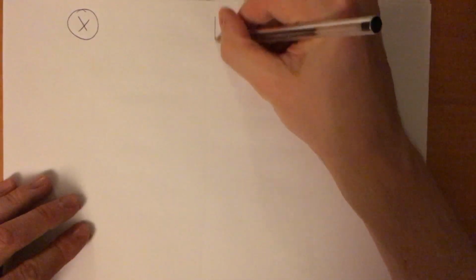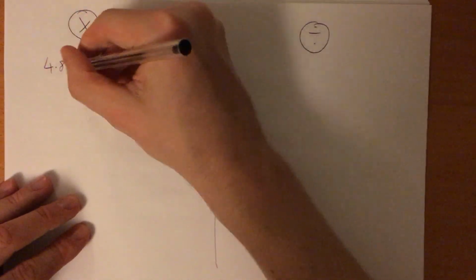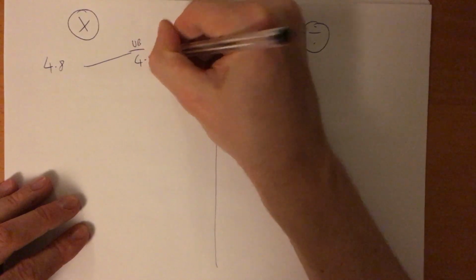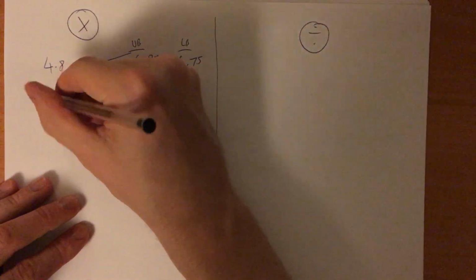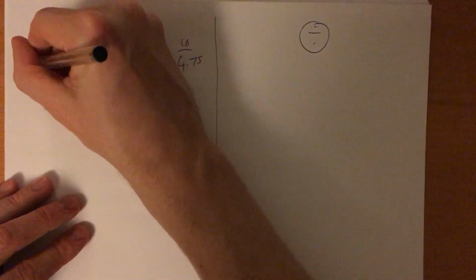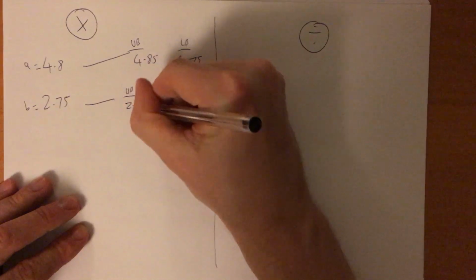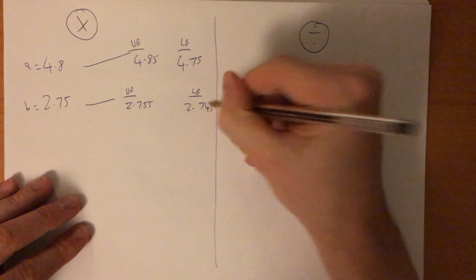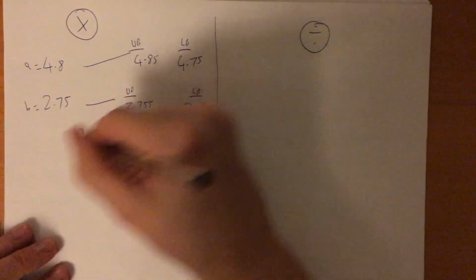So let's say I've got times here and I've got divide here. Let's pick the exact same answers, yeah? So 4.8 rounded to one decimal place. So the upper bound is 4.85. The lower bound is 4.75. And we've also got 2.75, which is B. And we agreed the upper bound was 2.755 and the lower bound was 2.745. Right, I want to do A times B.